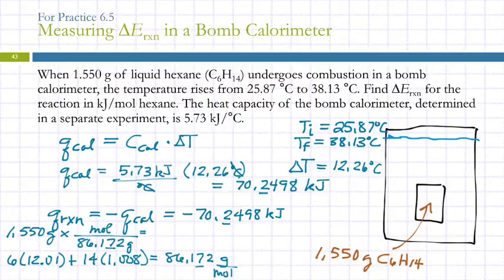1.550 divided by 86.172 is 0.017998. I'm counting sig figs. There should be 4 sig figs. 0.01800 moles. So this much energy was released, 70.2, for this many moles.